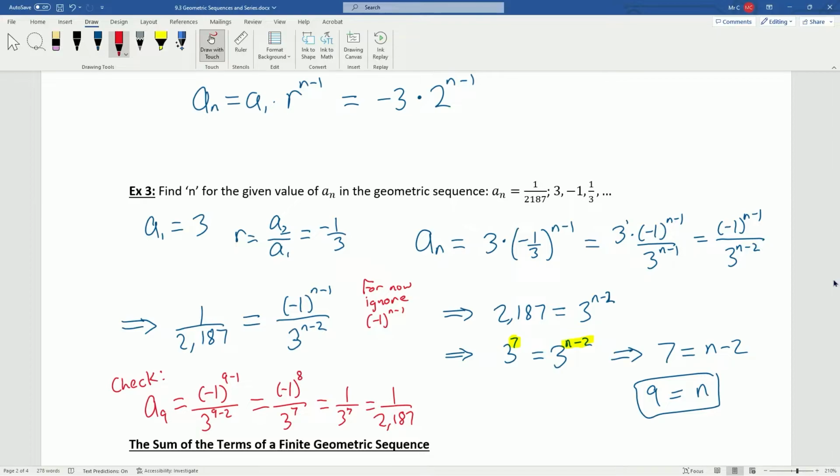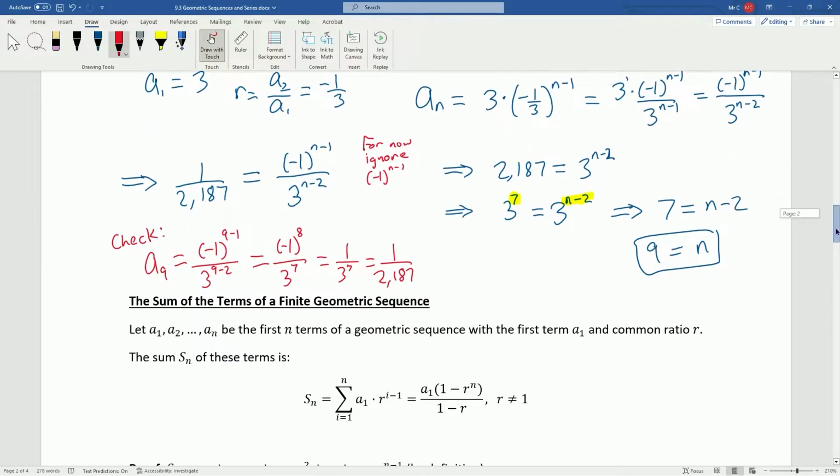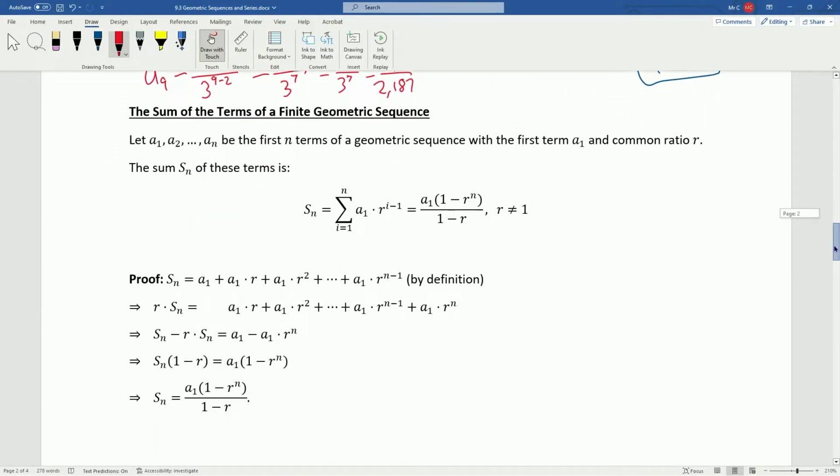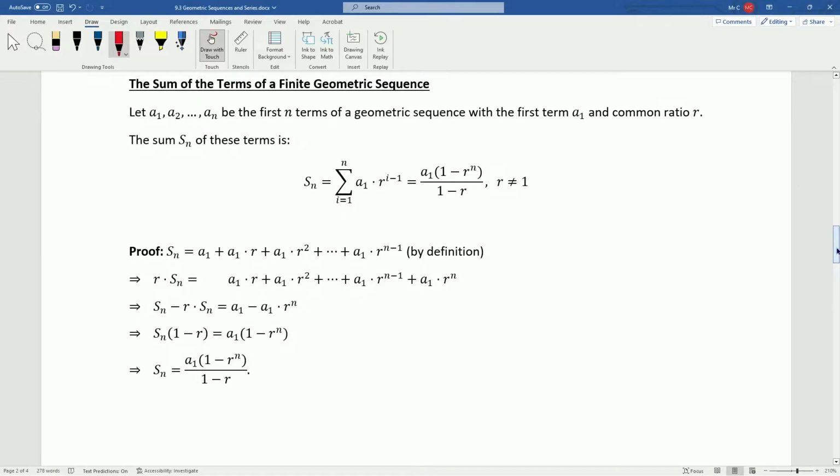Okay, so that's it. N equals 9. So now let's take a look at the sum of the terms of a finite geometric sequence. Let a1, a2 through an be the first n terms of a geometric sequence with the first term a1 and common ratio r.